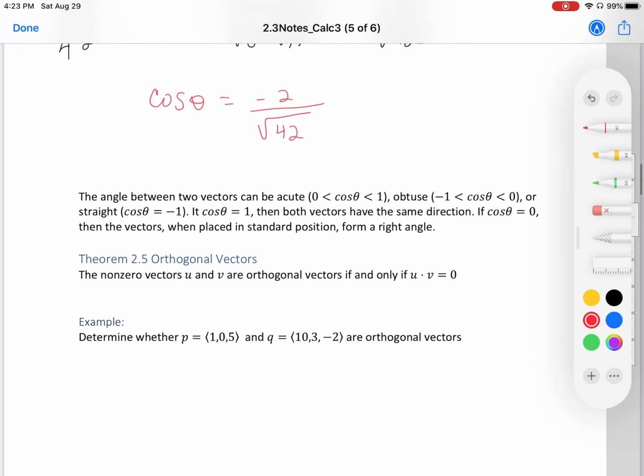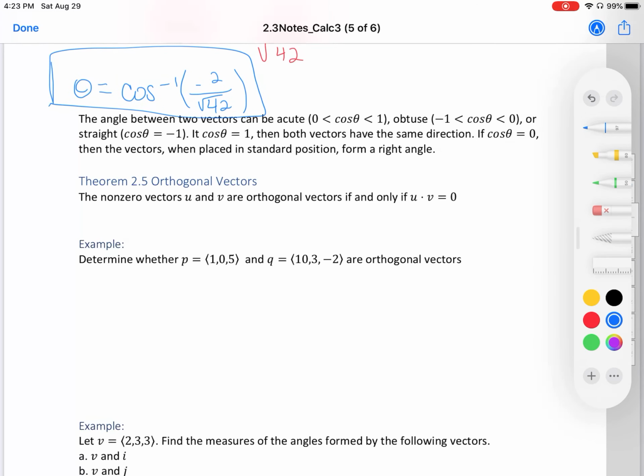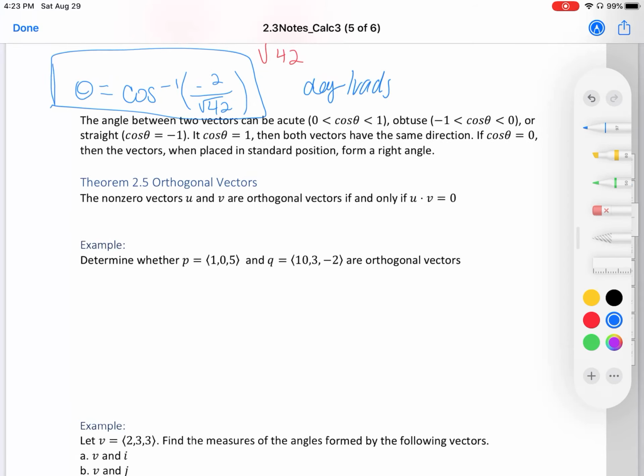All right, we want theta, so we apply cosine inverse. So that we have theta is equal to cosine inverse, or in your case, if you see arc cosine, that would be the same thing, of -2 over the square root of 42. And that is our answer. If it wants a decimal, then you would punch it into your calculator. Just make sure you're careful whether they want degrees or radians. Don't forget about that.